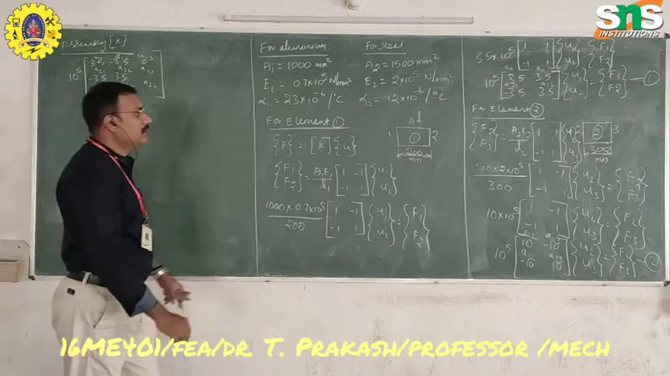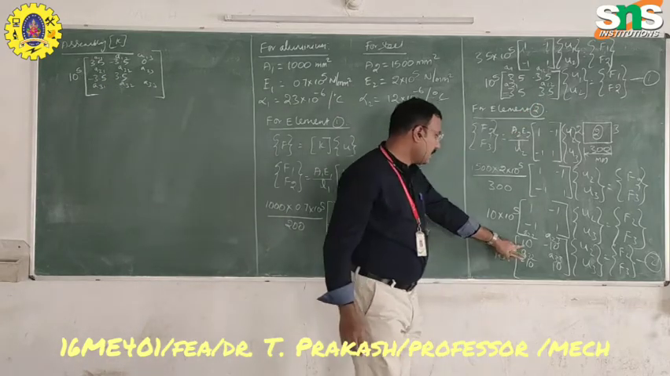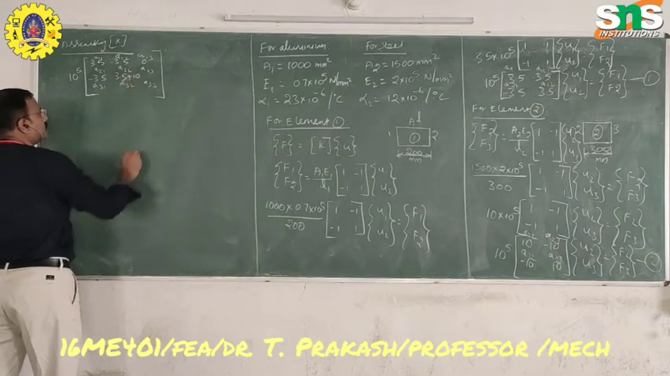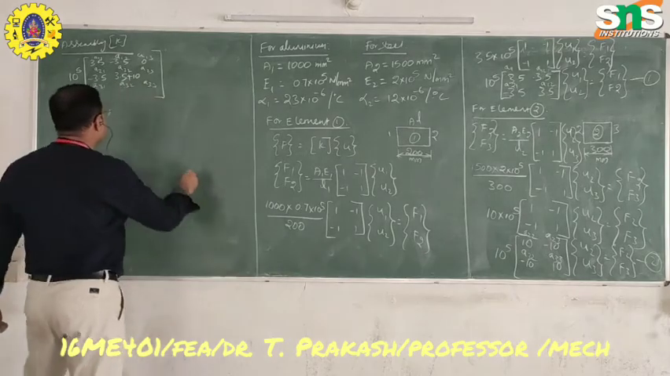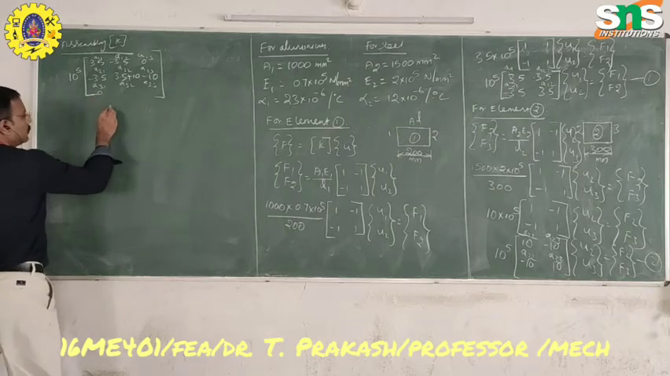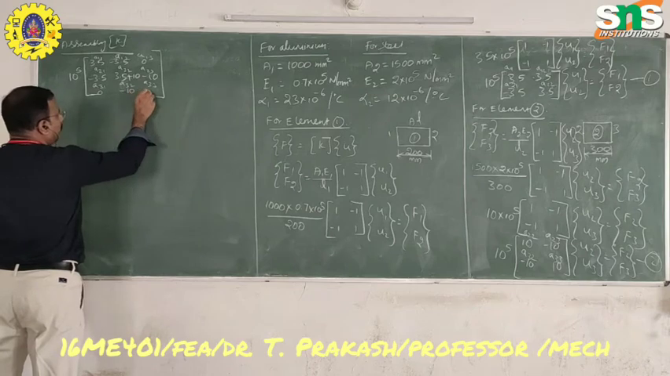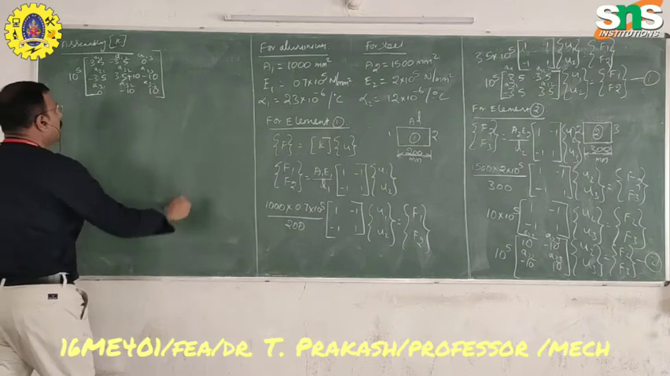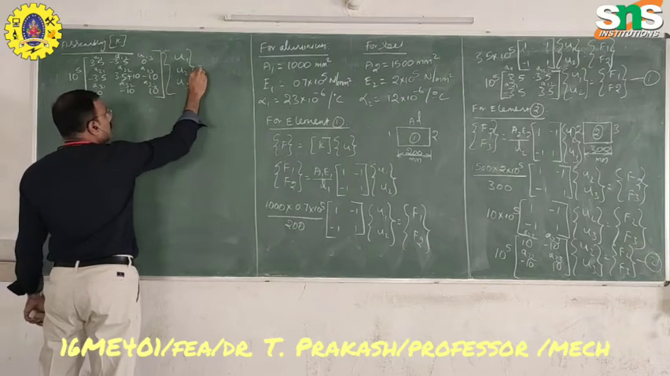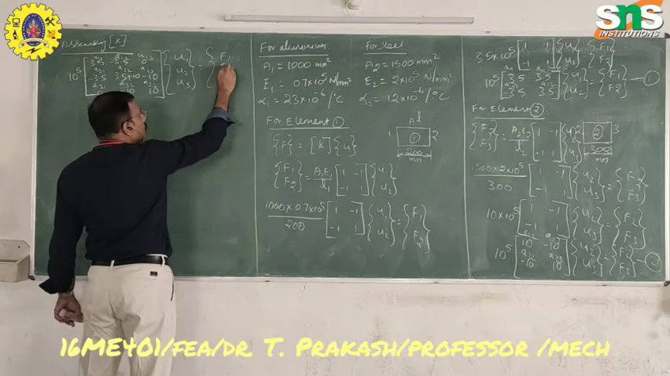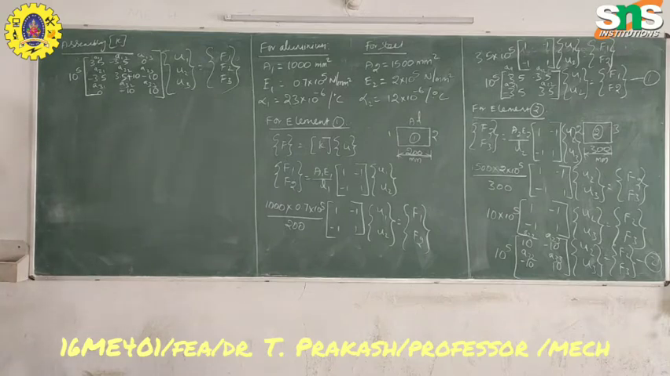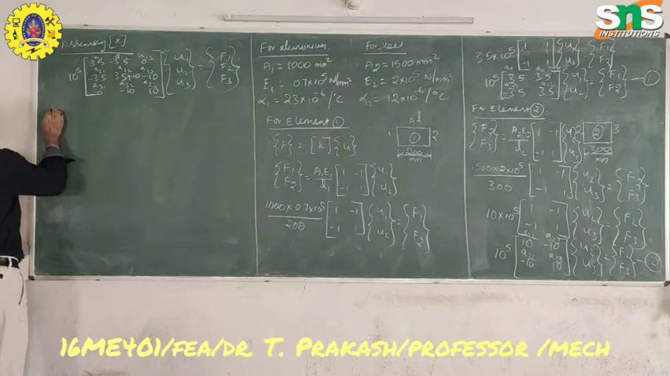A22 is 3.5 here, and for A22 there is another value here, 10. Therefore add both the values: 3.5 plus 10. A23 is minus 10. Then A31 is 0, A32 is minus 10, A33 is 10. We get a 3 cross 3 matrix. Write the displacements U1, U2, U3 equal to F1, F2 and F3. This is the assembly of the stiffness matrix. Next you go to find the force vector.